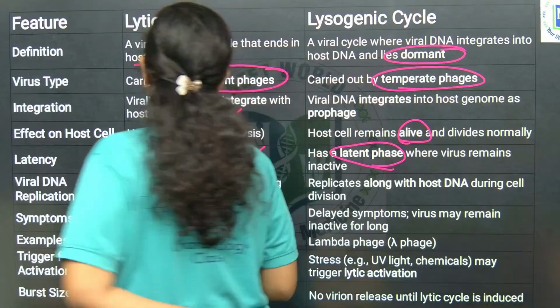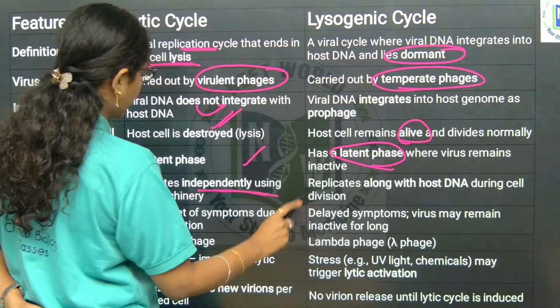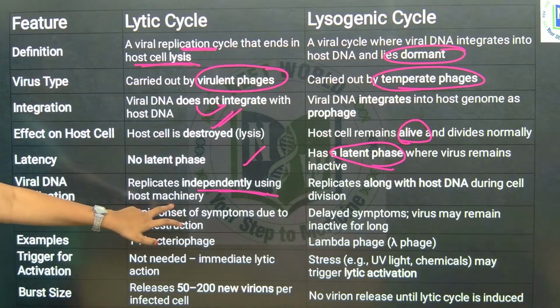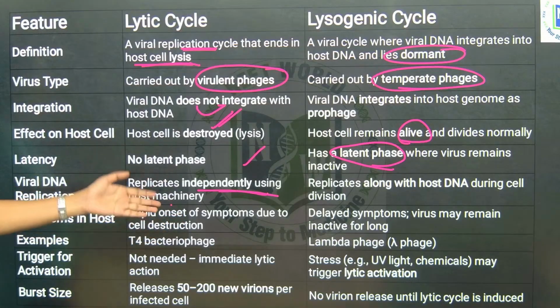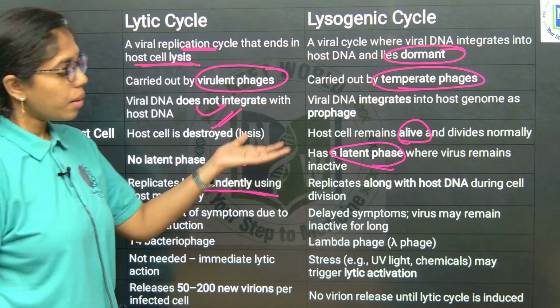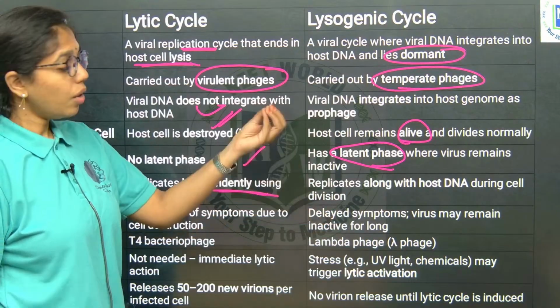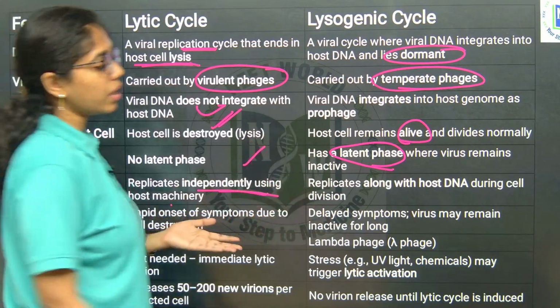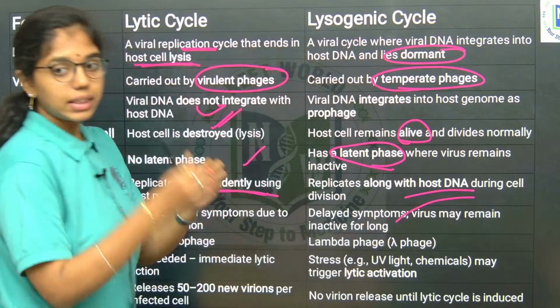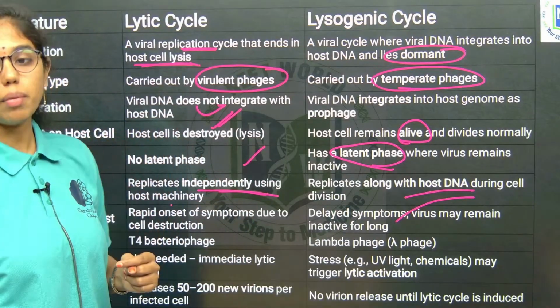Viral DNA replication: it replicates independently using what? Host machinery. Virus will replicate independently using host machinery. But here in lysogenic cycle, viral DNA will replicate with host DNA as the genetic material is integrated with the bacterial DNA.